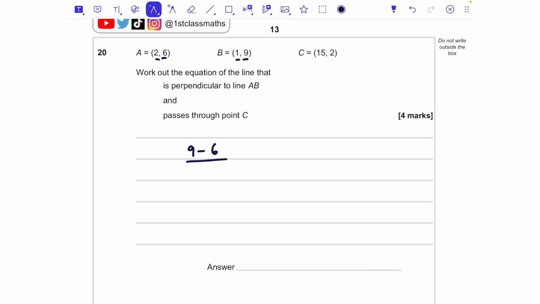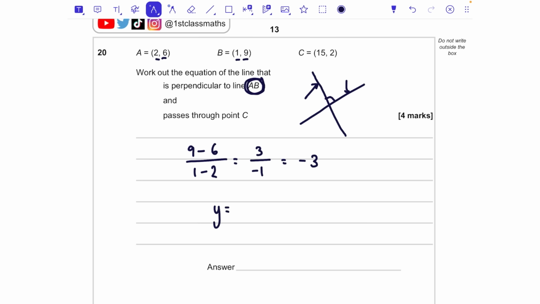So we have to go the same way. How much has gone across, how much has gone up, and we've got 3 over minus 1, which is minus 3. So that's the gradient of AB, but I don't want to go parallel to AB, I want to go perpendicular. So we need to do the negative reciprocal. If AB has a gradient of minus 3, then to go at right angles to that, I want a gradient of a third, because that's the reciprocal, and it's going to be positive. This line has a negative gradient, so this line would have a positive gradient.